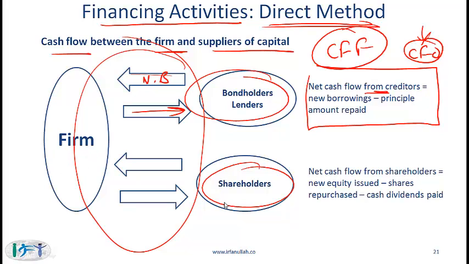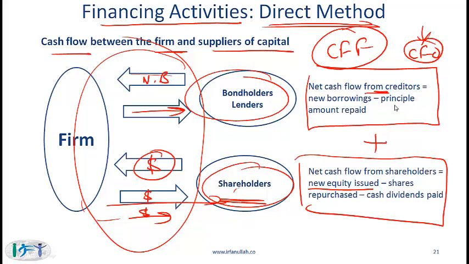In terms of interaction with shareholders, the net cash flow from shareholders is equal to new equity issued. When a firm issues new equity, it is going to get cash from shareholders. So that's this over here. Minus shares repurchased. When the firm repurchases shares, it is giving money to shareholders. And then also minus any cash dividends. When cash dividends are paid, there again the firm is giving cash to shareholders. The combination of these two essentially form the CFF part of the cash flow statement.